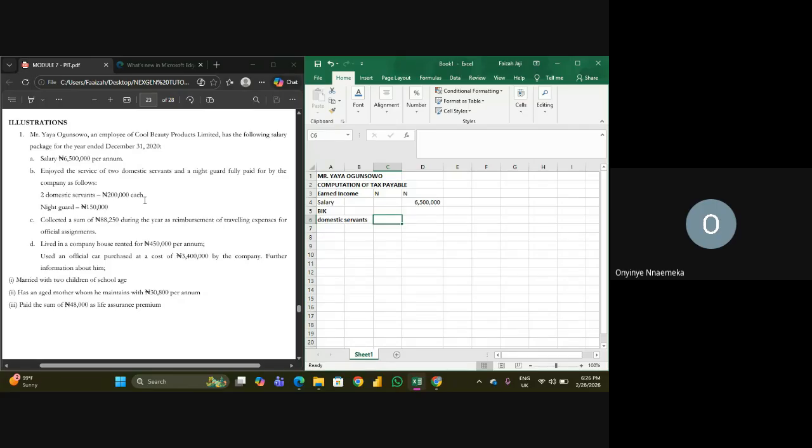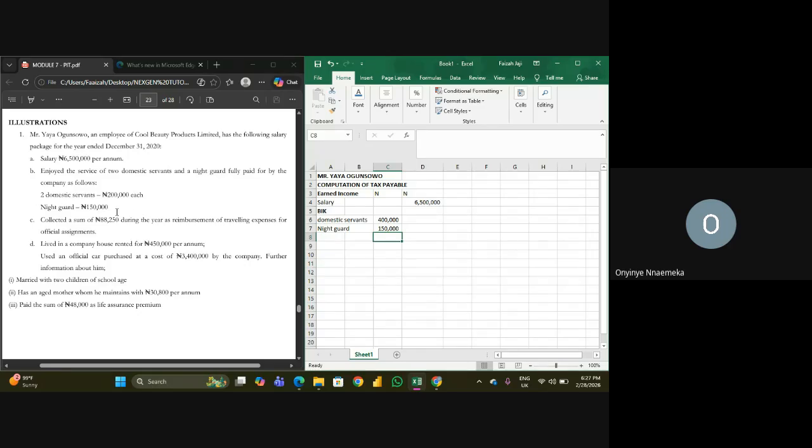Okay. Sorry for that distraction. So we have 2 domestic servants, which is 400,000. Then we have night guard. It's not supposed to be golden, you know. Night guard 150,000.